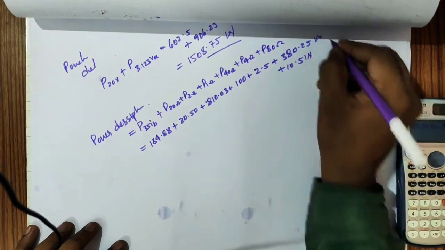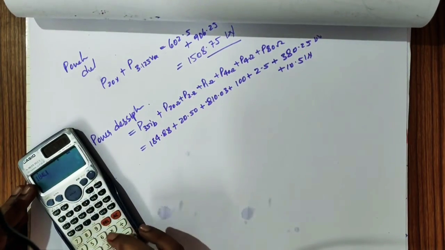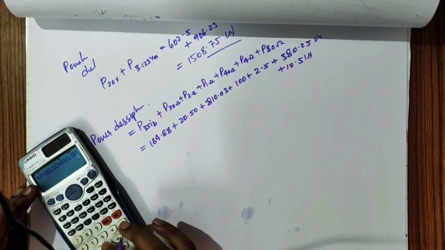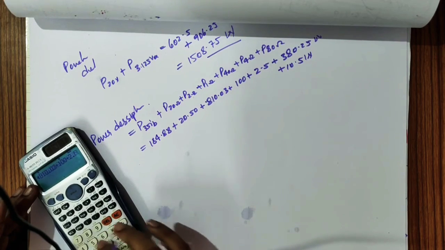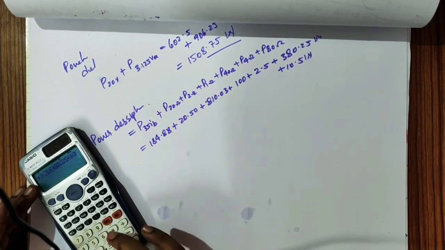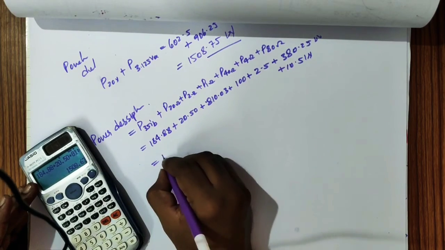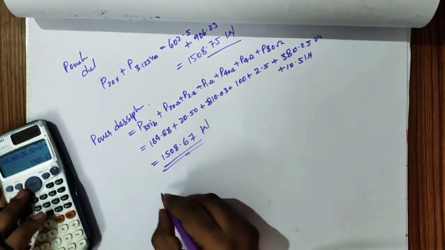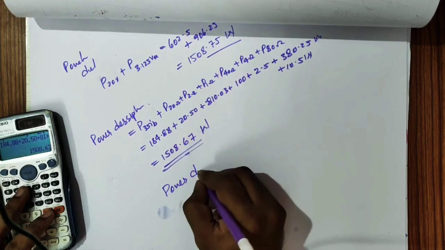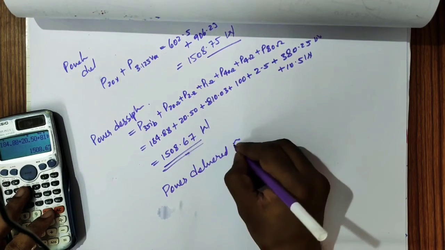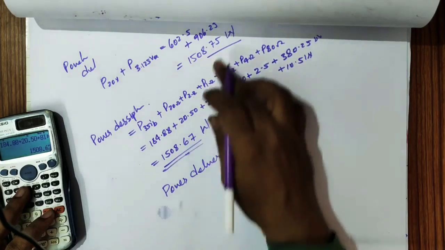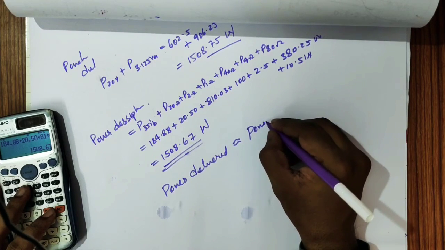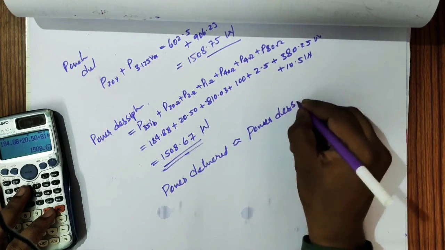Okay, so adding all these elements, 810.03 plus 100 plus 2.5 plus 380.25 plus 10.51, you will obtain a value nearly equal to 508.67. So by this we say that the power delivered is almost equal to the power dissipated. Theoretically these two will be equal, practically there will be some difference. Okay, this is the approach.